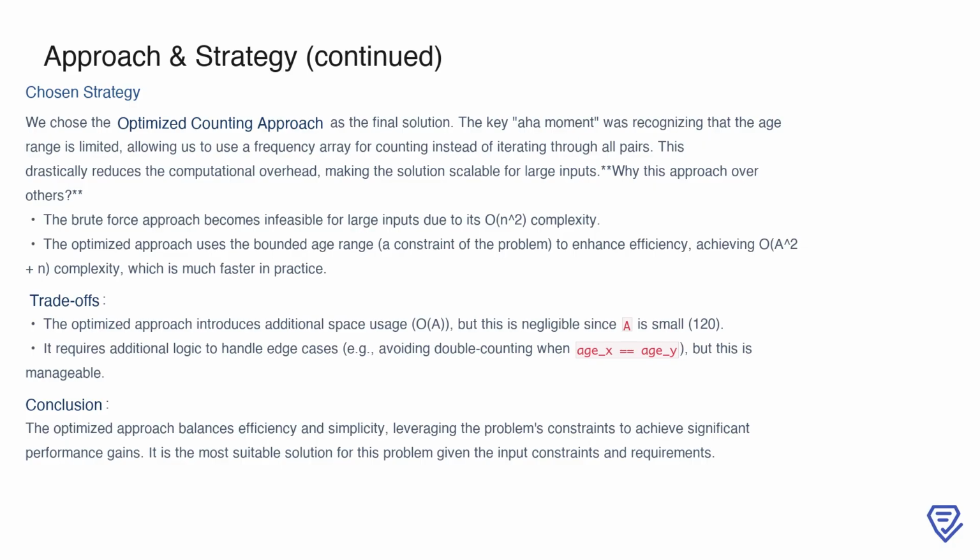Compared to the brute force approach, which has a time complexity of O(n²), the optimized approach achieves O(a² + n), making it significantly faster in practice. While it introduces a small additional space requirement of O(a), this is negligible because the age range is limited to 120. Additionally, it requires careful handling of certain edge cases, like avoiding double counting when two people are the same age, but this added complexity is manageable. Overall, this approach strikes the right balance between efficiency and simplicity, taking full advantage of the problem's constraints to deliver a solution that is both performant and easy to implement.